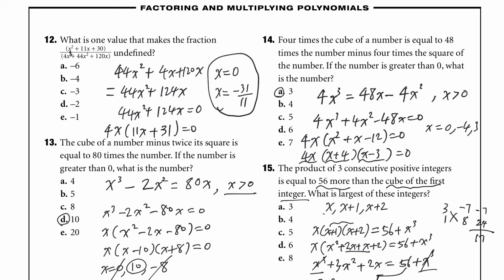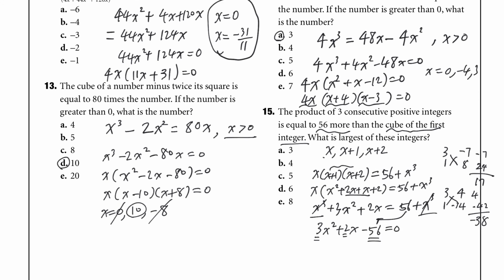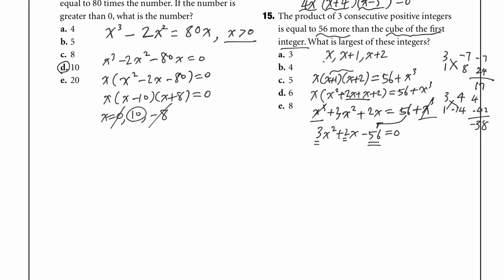So I'm going to try again. 3, 1. What two numbers multiply to give you negative 56? What about 4 and negative 14? Okay, that's 56, right? So let's cross and multiply. 1 times 4 is 4. 3 times negative 14 is negative 42. When I add them, I get negative 38. So that's not the answer either. So let's keep trying. These do take some time.